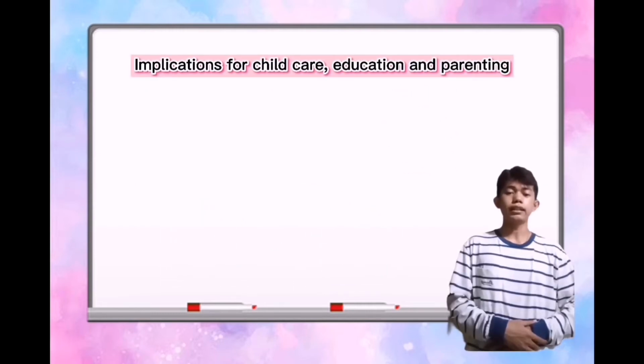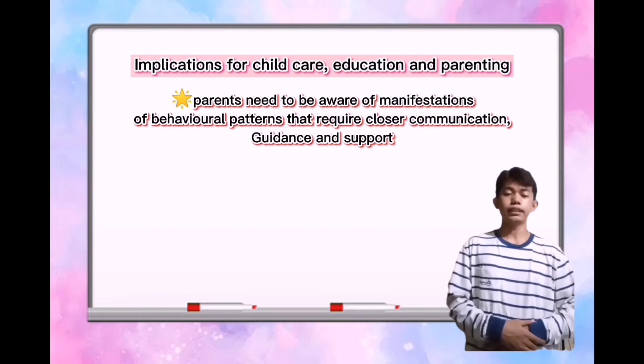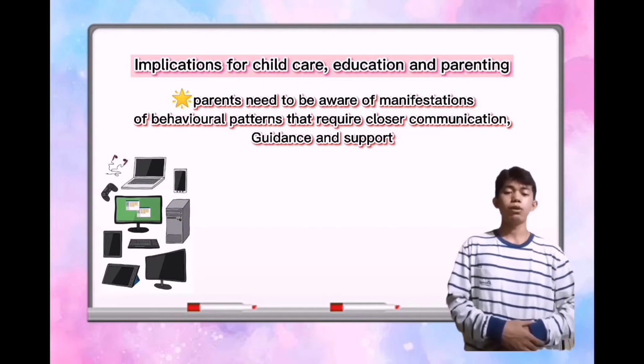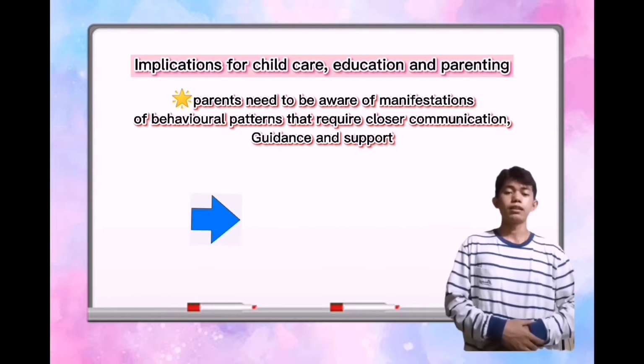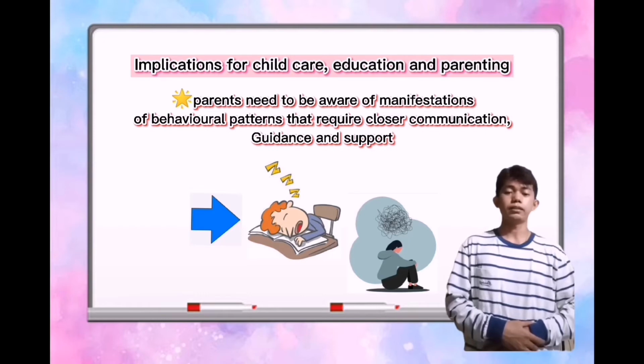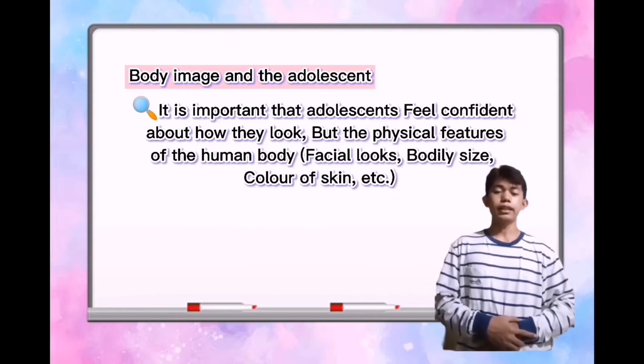Implications for child care, education, and parenting. To meet the physical development of adolescent children, parents need to be aware of manifestations of behavioral patterns that require closer communication, guidance, and support. For example, teens nowadays are especially addicted to modern gadgets for music listening, video games, mobile phone communication, and social media posting. These activities cause shorter sleeping time that may contribute to increased levels of daytime drowsiness, sleeping problems, and depression. Body image and the adolescent.